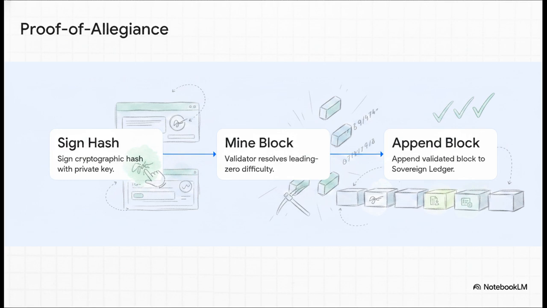Finally, step 3, the validated block is appended dynamically to the sovereign ledger. That block contains the signature, identity, native payload, and the previous block's hash. It is fully distributed and fully verifiable.